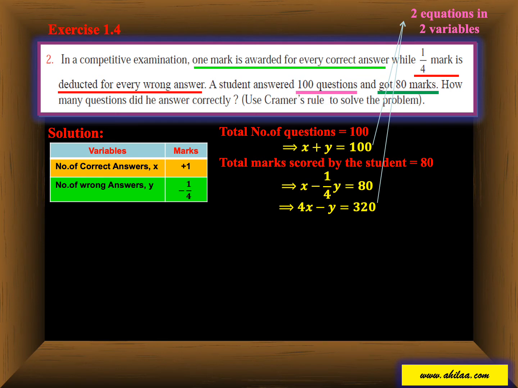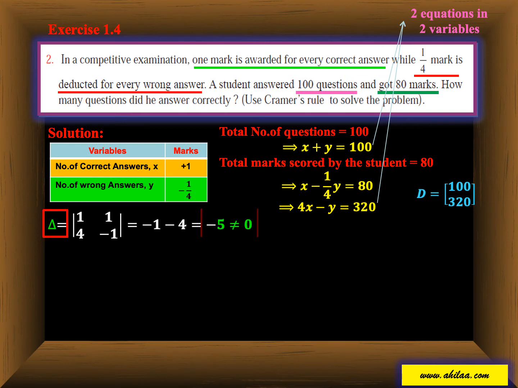So what is D? The constant matrix, the right hand side constants. Yes, D equal to column matrix 100, 320. Now as usual you proceed with the problem by Cramer's rule. First find delta, which is the determinant of the coefficient matrix. First row 1, 1 from the first equation coefficients, and second row 4, minus 1. Simplifying we get minus 5, which is not equal to 0. So then only we can proceed for Cramer's rule, right?